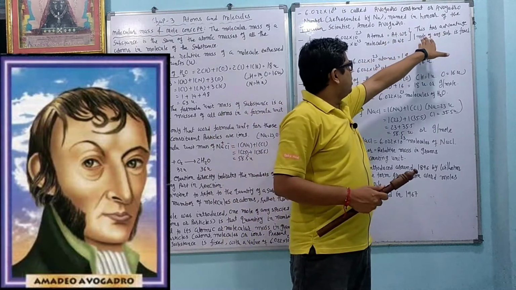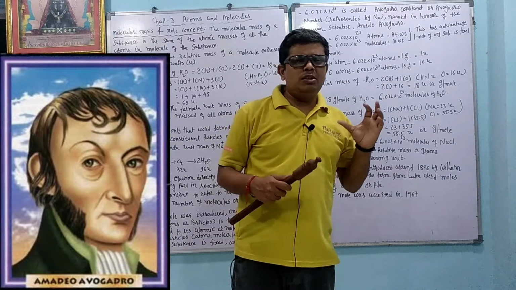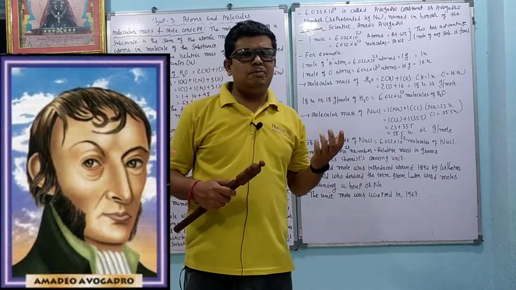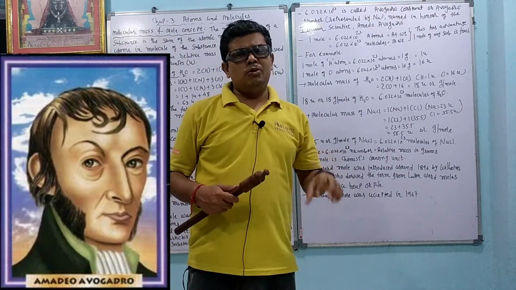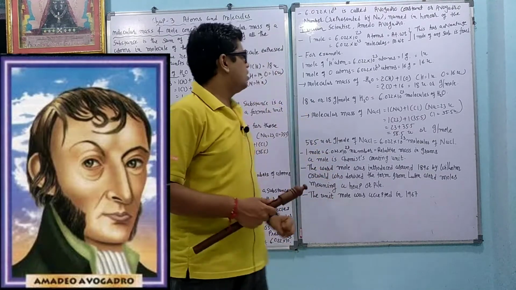This has an advantage: 1 mole of any substance is fixed. So the concept of mole is very advantageous. For any compound, for any atom, 1 mole means it is fixed, that is 6.022 into 10 raised to 23.